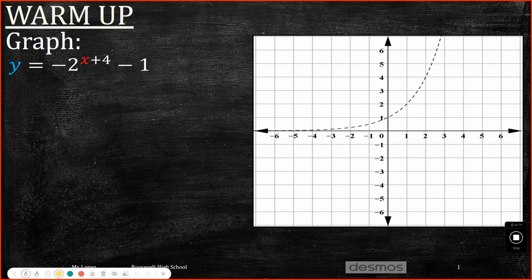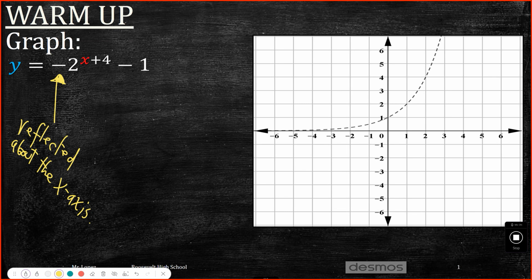All right, three transformations. Let's identify them. What does this negative do to the graph of that right there? What is the negative right in front of it do? Reflected about the x-axis. We've been doing this for the whole last semester, so you should know this for sure. That one, reflected about the x-axis.